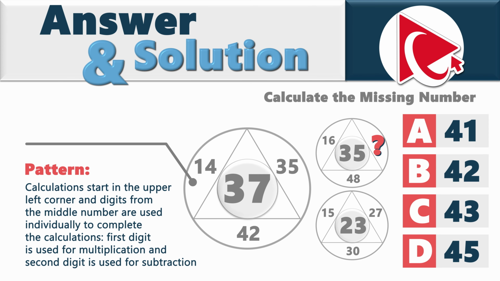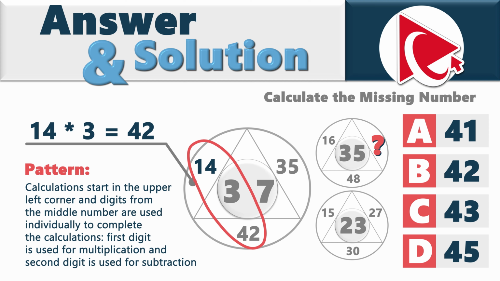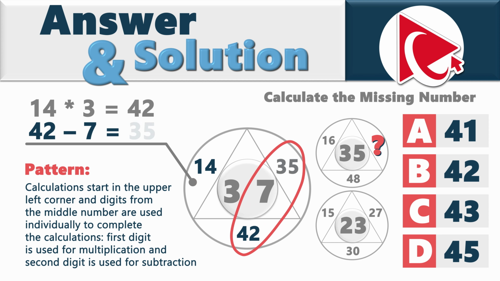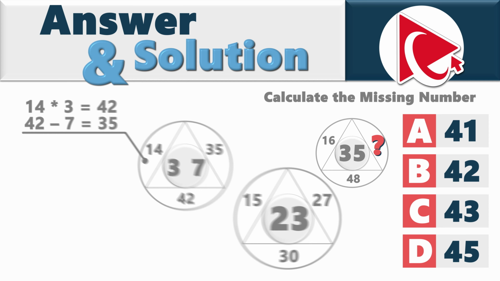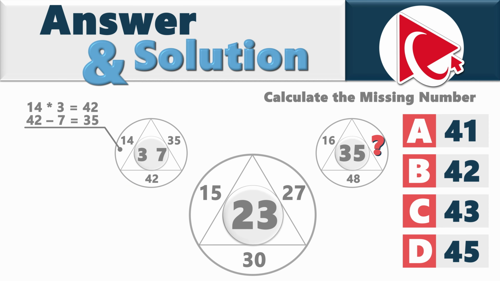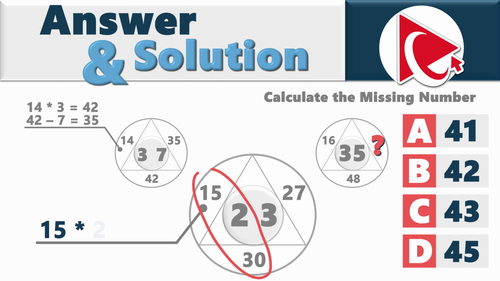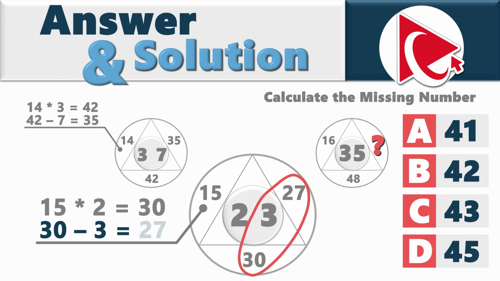We start with the number 14 in the upper left corner. 14 multiplied by 3, which is the first digit of 37, equals 42. And then 42 minus 7 equals 35. Let's complete the calculations for the second shape to confirm the pattern. 15 multiplied by 2 equals 30, and 30 minus 3 equals 27.